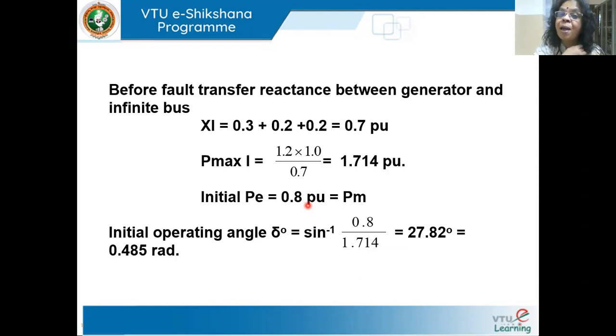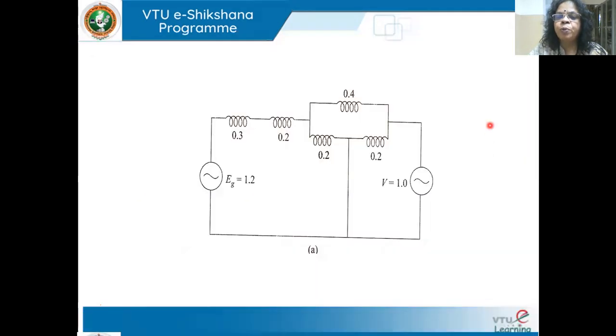Electrical power is what? Pmax sine delta, right? So initially, Pmax sine delta is equal to 0.8. So delta naught, the initial angle, is sine inverse of 0.8 by 1.714, that is 27.82 degrees, which is equal to 0.485 radians. So this is the first thing you have to calculate, depending on what data is given to you.